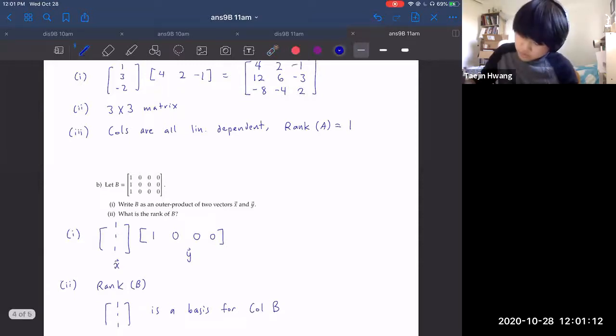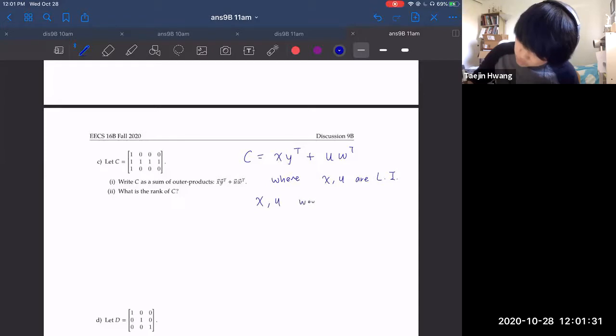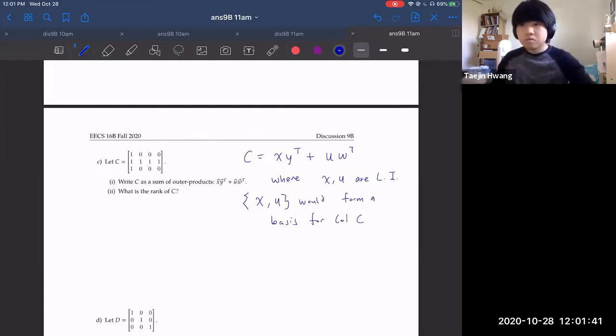For example, if we were to have C equal to x y transpose plus u w transpose, where x and u are linearly independent, then x and u, as a set, would form a basis for the column space of C. Any questions about that specifically?